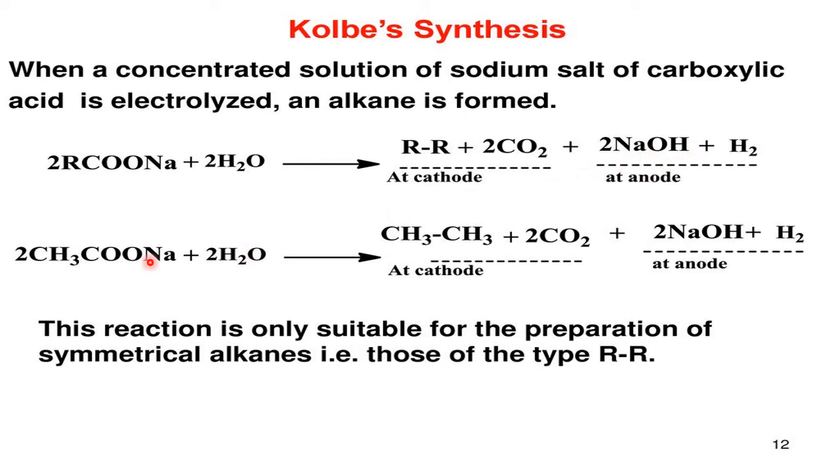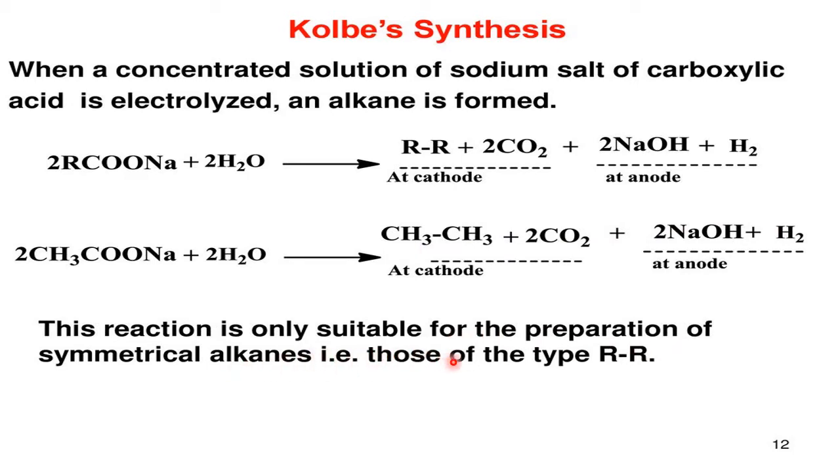See here, the actual reaction. Sodium acetate, 2 moles of CH3COONa with 2 water molecules in the electrolytic cell, is electrolyzed by passing the current. So at the anode, CH3 forms, that is ethane, and CO2 escapes, and at the cathode NaOH and hydrogen gas are also formed. This is the most important reaction from the exam point and the knowledge point, because apart from the alkane we also get two useful byproducts. One is alkali, one is hydrogen gas, which are used in other chemical industries.